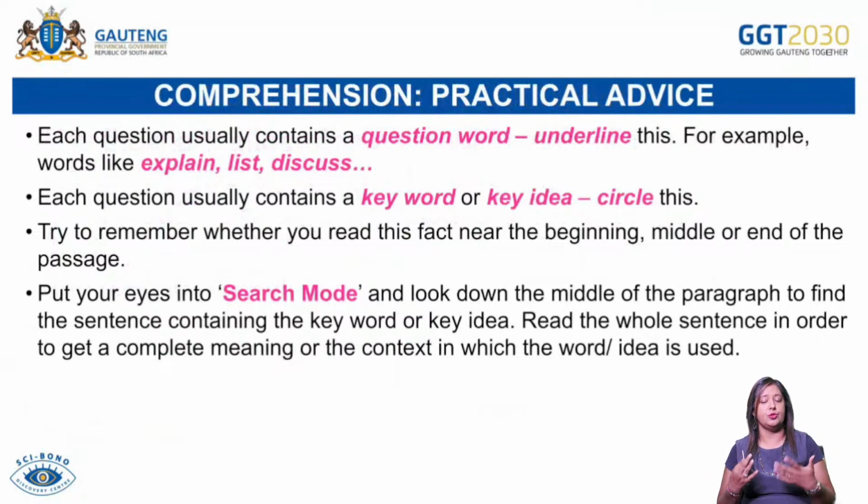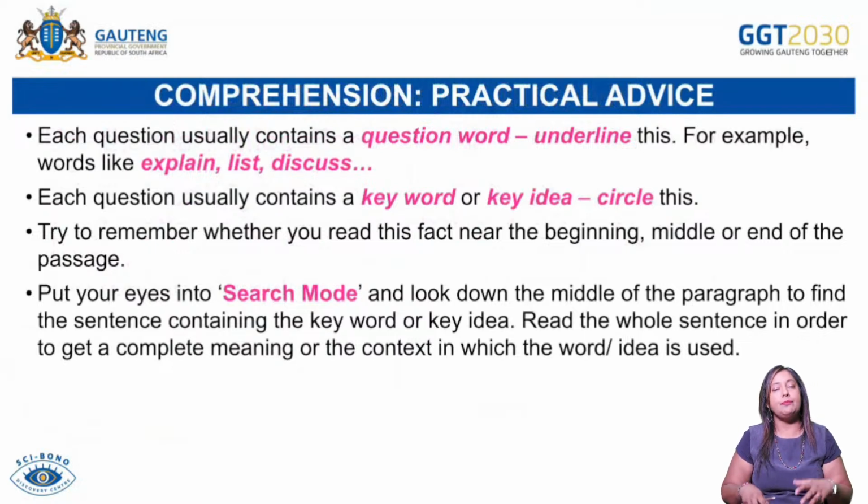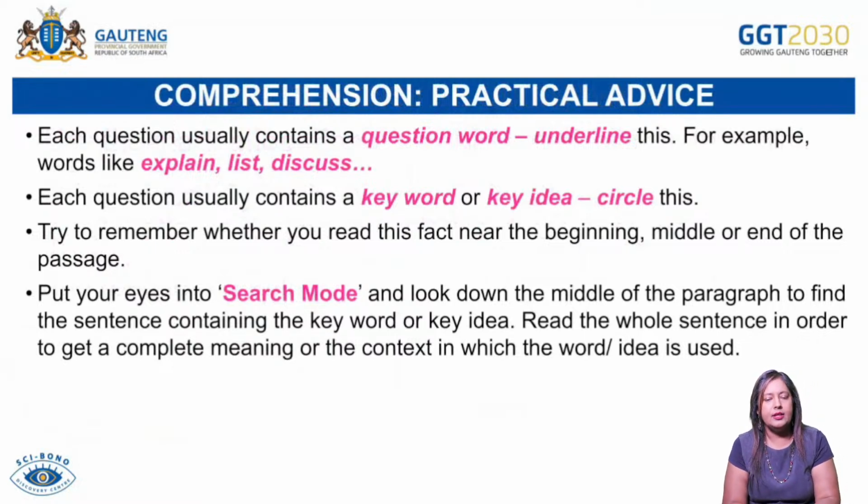You need to be able to know what those words are asking of you. There will be a key word or a key idea in that question that is asked of you. Please circle that. Try to remember at which point you saw that kind of information being showcased to you. So when it says to you refer to paragraph 2 or refer to paragraph 3, it means exactly that.